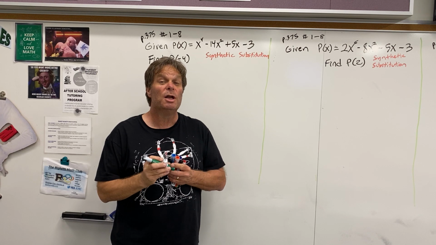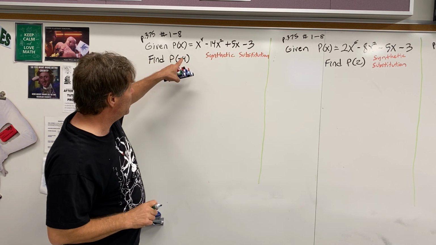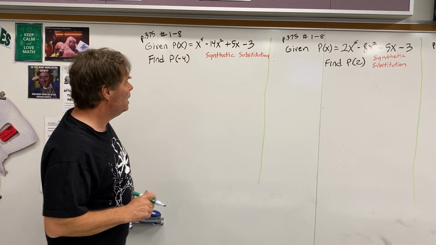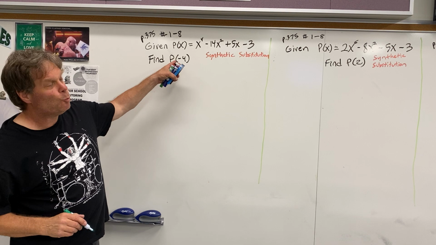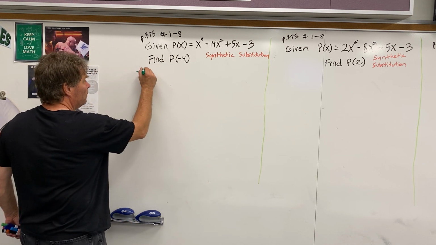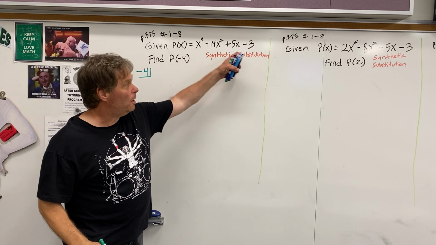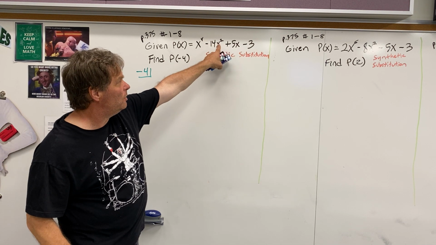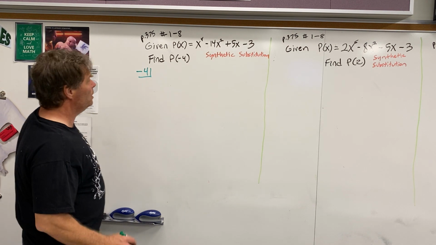But I'm going to show you another way of doing it that gives you the same answer as if you were to take -4 and plug it in for x. And that is this. First of all, you take this number as the root, p of -4. So you take -4 as the root, and you do synthetic division on this polynomial, just like you're dividing this polynomial by x plus 4, right?